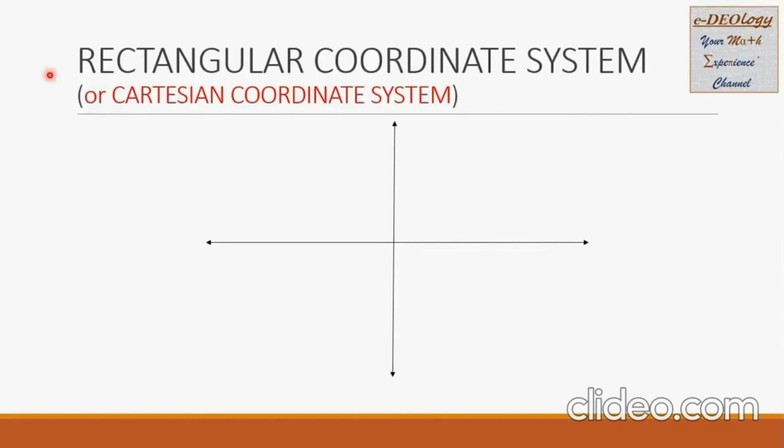Let us define the rectangular coordinate system, sometimes called the Cartesian coordinate system. The rectangular coordinate system consists of two real number lines that intersect at a right angle. This horizontal line is called the x-axis and the vertical line is called the y-axis. These two number lines define a flat surface called a plane. The intersection of these two lines is called the origin.